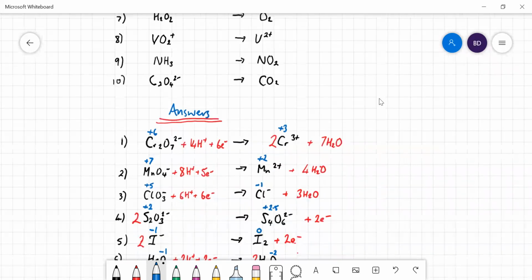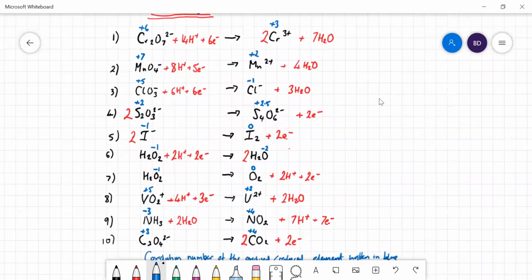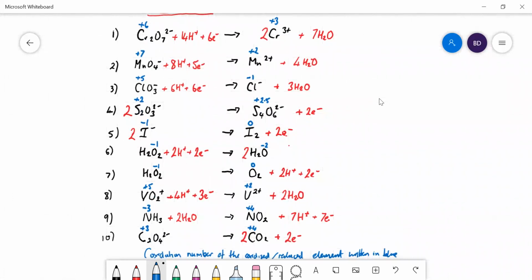And here are the answers. Okay, and in the blue numbers above, I've just written the oxidation number of the element that's been oxidized or reduced. Okay, so we'll end the video there.